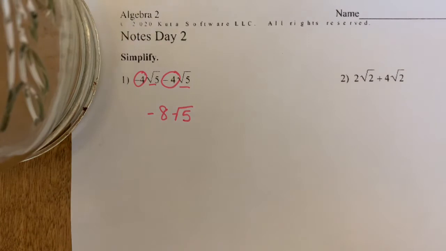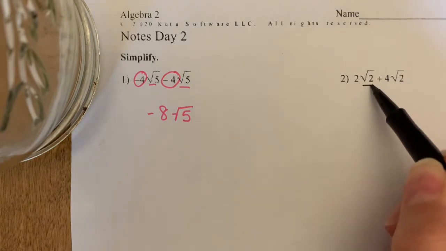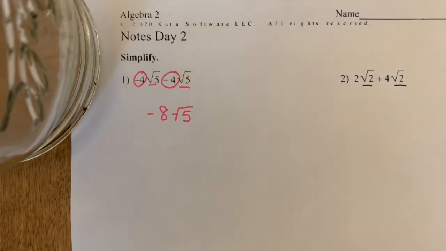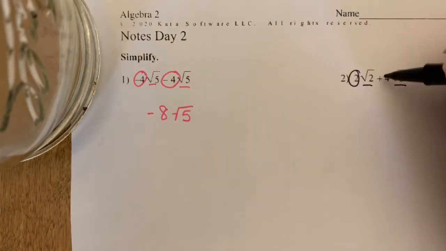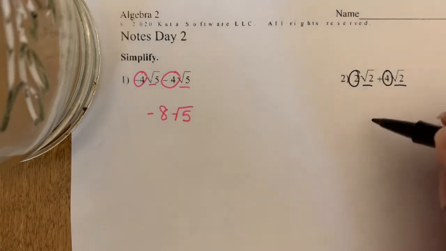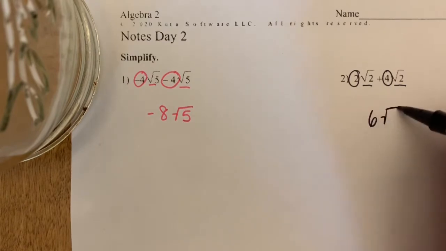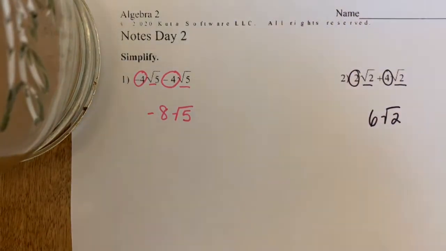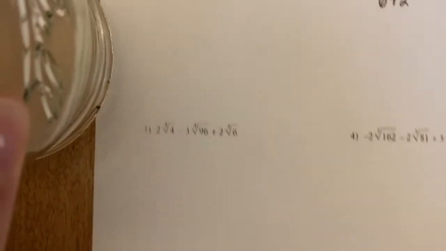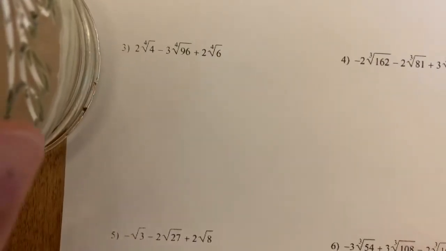Let's look at number 2. Again, we look at our radical, the square root of 2 and the square root of 2, and since they are the same, all I have to do is add 2 plus 4, so that becomes 6 square roots of 2. Let's go on to number 3.